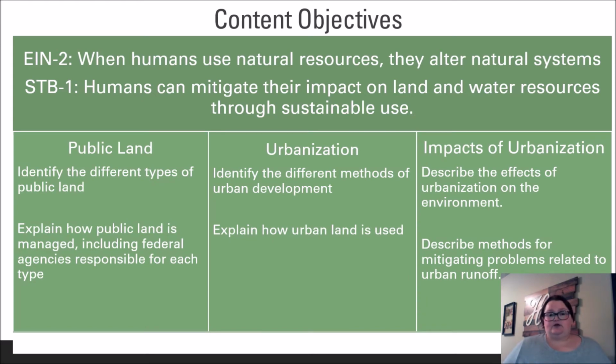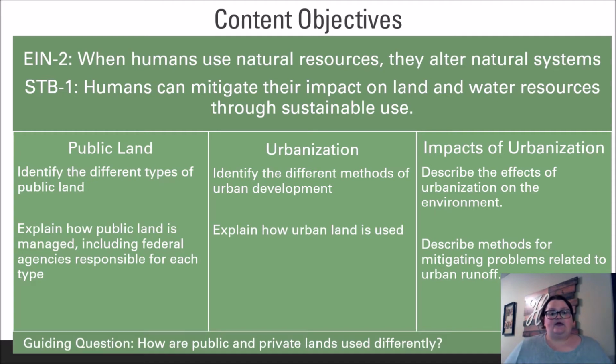At the end of this lesson, you should be able to identify the different types of public land, explain how public land is managed, including federal agencies responsible for each type, identify the different methods of urban development, explain how urban land is used, describe the effects of urbanization on the environment, and describe methods for mitigating problems related to urban runoff. This leads us to our guiding question. How are public and private lands used differently?